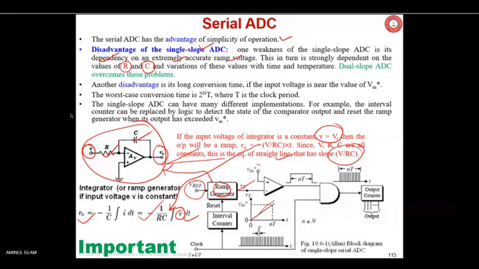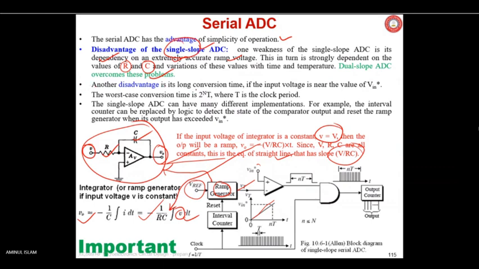So dual slope overcomes this problem. It was single slope and having this problem because it was dependent on RC, and RC dependent means a ramp may not be accurately generated by the ramp generator. Once temperature is varying, the ramp may not be the same as at room temperature. Is it understood?